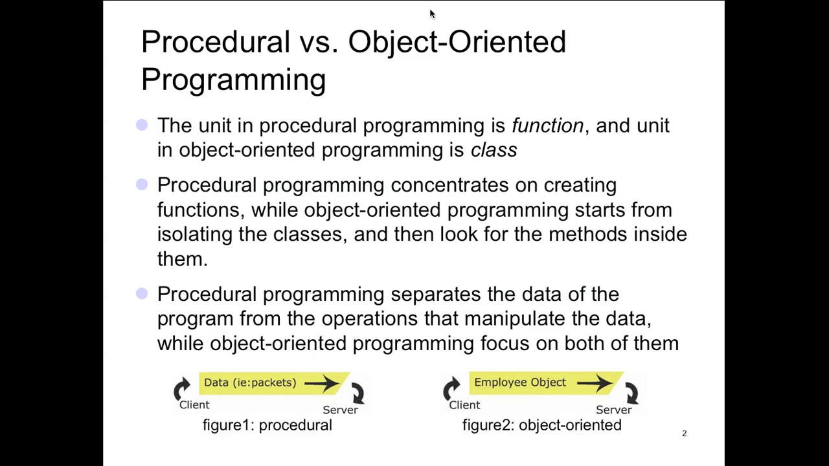There is really no main program. There's an initiating object that gets created that starts everything, which is usually referred to as the driver. It has a main in it, but it doesn't work the same as a main. So procedural programming separates the data from the operations that manipulate the data, while object-oriented programming focuses on both of them together, and both of them get put into the objects.